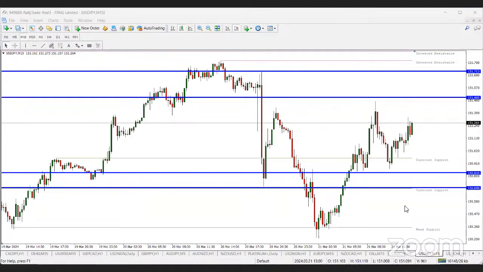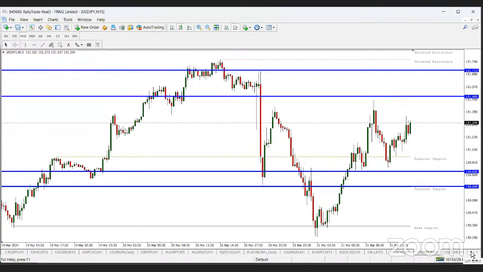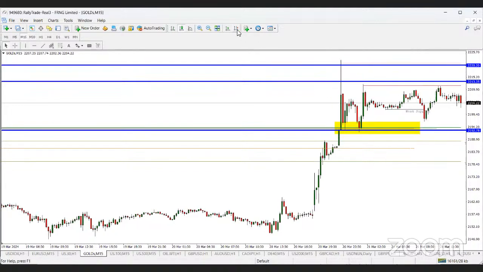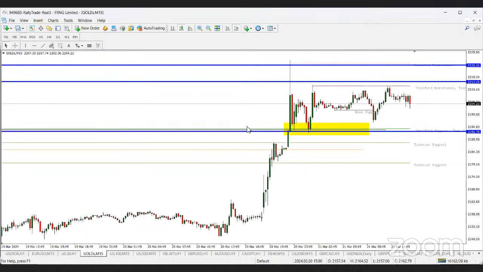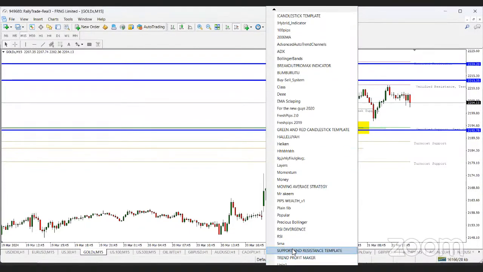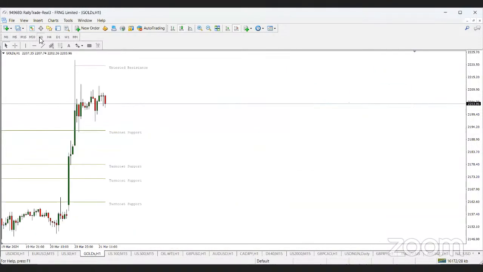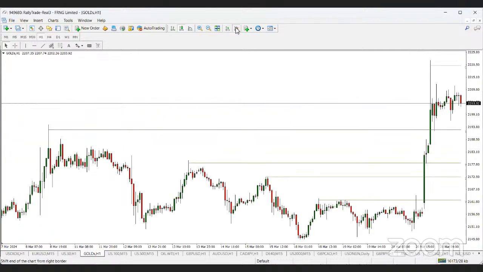Let's continue. So we've looked at Euro USD, we've looked at USD JPY, right? Let's look at gold. Okay, good. So here we have gold. Check it out. On 1 hour, no defined movement yet.